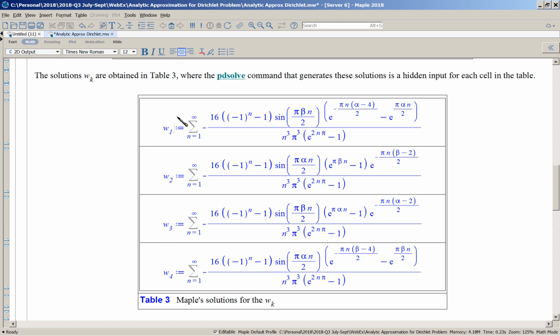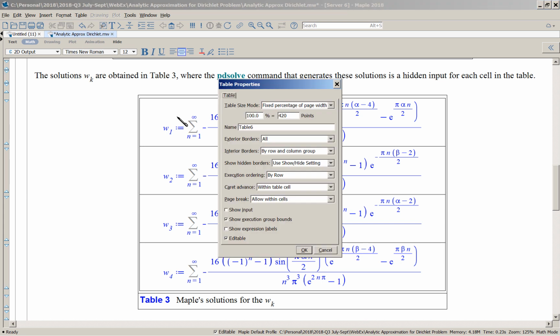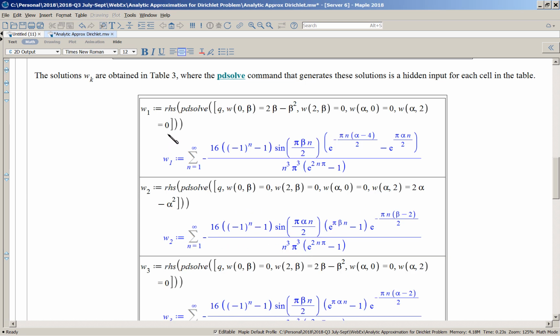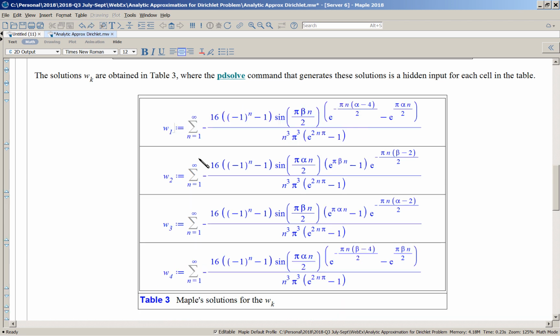You can take a look at the coding that's behind the cells. See, I've got hidden input. If I show that input, you can see it's pdsolve. There's the Laplace operator, and then 3 homogeneous 0 boundary conditions and 1 non-zero boundary condition. And Maple returns these 4 solutions.